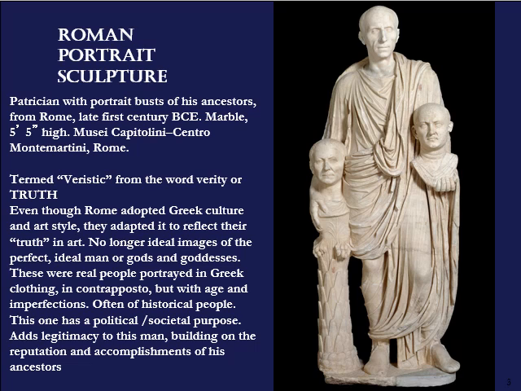Romans were interested in truth, what we call verism or verity. And so that's why the man looks like he really looked. He's got the folds and the wrinkles of age. His ancestors also sport their age and their fleshiness in the skin and everything.